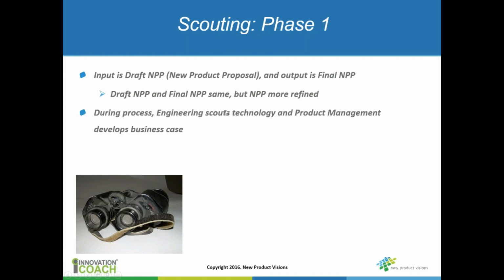So during this process, engineering might start scouting some technologies, maybe doing some high-level block diagrams, some basic design work, and then the product manager is going to continue to develop that NPP and move it from a draft version to a final version. So really in my world view, so to speak, this phase one is really all about defining the product. But it's a process.